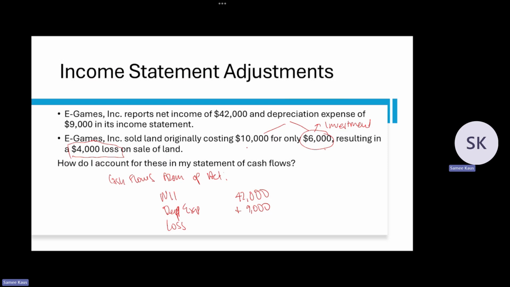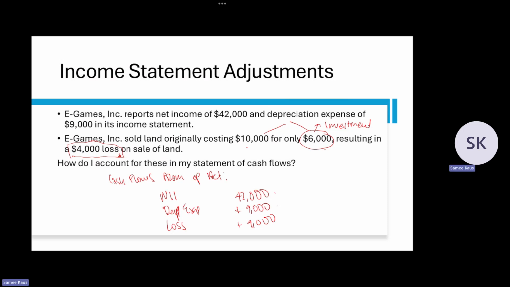So I have my loss. And again, did I pay cash for this loss? No, but it reduces my accrual-based accounting income. So just like my depreciation expense, I have to add that loss back because it doesn't represent an actual cash outflow, okay? So what that means is I started with 42 net income, but I had non-cash expenses and losses of 9 plus 4, or 13. So I have 13 plus 42 is 55, right, after I'm done with this process.